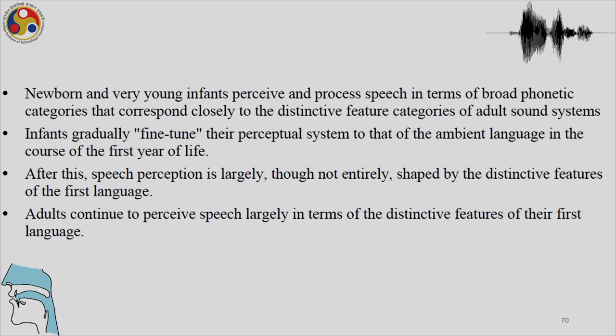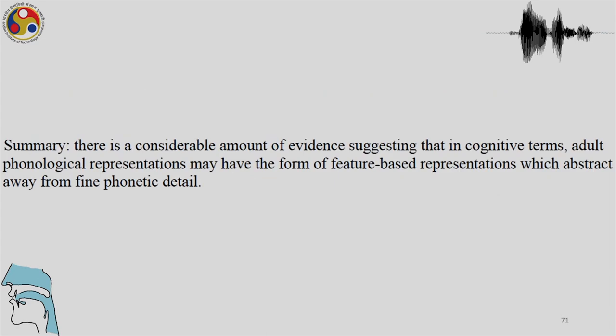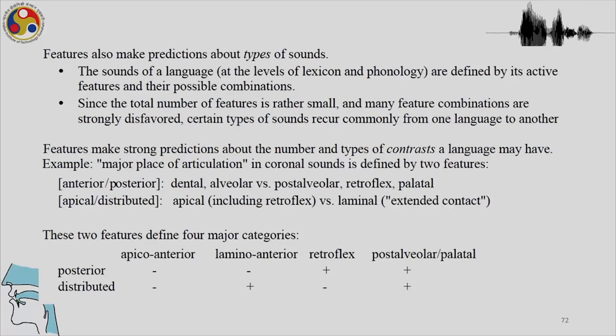Infants gradually fine-tune their perceptual system to that of the ambient language, and after this, speech perception is largely shaped by distinctive features of the first language. And adults continue to perceive speech largely in terms of distinctive features of their first language. So there is a considerable amount of evidence suggesting that in cognitive terms, adult phonological representations have the form of feature-based representations, which abstract away from fine phonetic detail. Features also make predictions about types of sounds. The sounds of a language at the levels of lexicon and phonology are defined by its active features and their possible combinations.